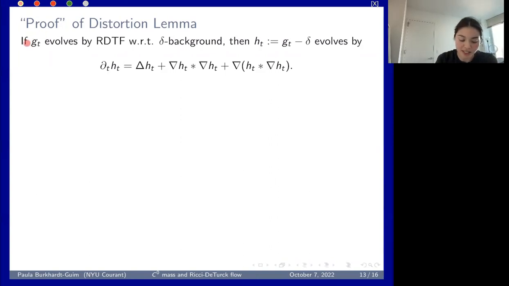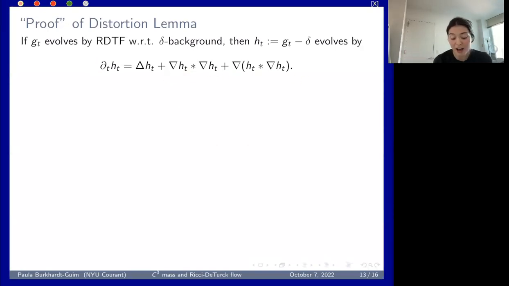If we have a metric, or a family of metrics, evolving by Ricci-DeTurck flow with respect to the Euclidean background, then we can consider this perturbation equation. So h_t is the Ricci-DeTurck flow minus Euclidean space. And it has this really nice perturbation equation. Basically it looks like a heat equation, and then we have these terms that are quadratic in the gradient.